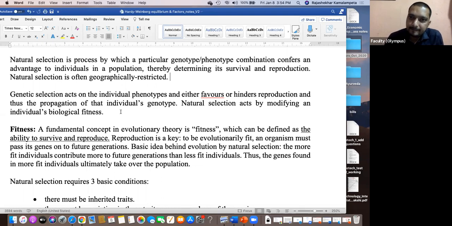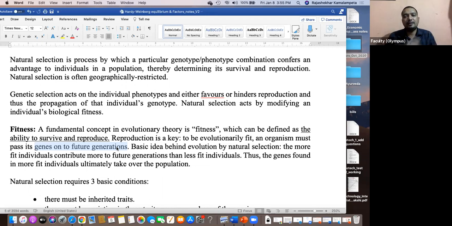Okay? So essentially, we are not saying whatever fits becomes fitness. Whatever increases the fitness of survival and reproduction is favored. So reproduction is key here. To be evolutionarily fit, an organism must pass its genes on to the future generations. So why is reproductive fitness important? Because through reproduction only we are letting our genes be transmitted to the next generation.